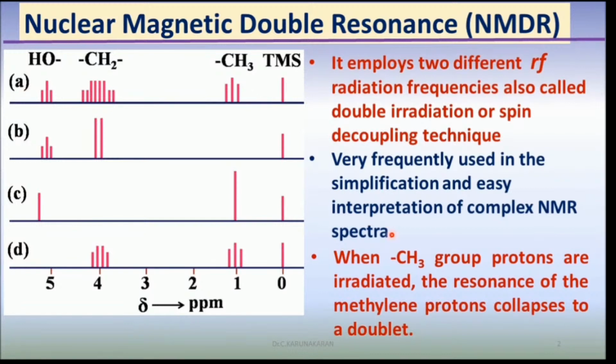When the methyl proton is irradiated, its signal collapses and disappears, and the CH3 proton does not couple with the methylene protons. Therefore, the methylene proton couples only with the OH proton to give a doublet.